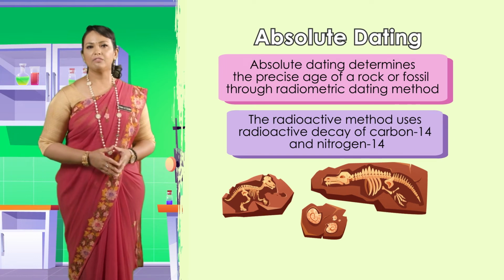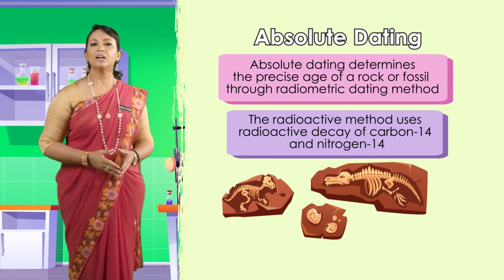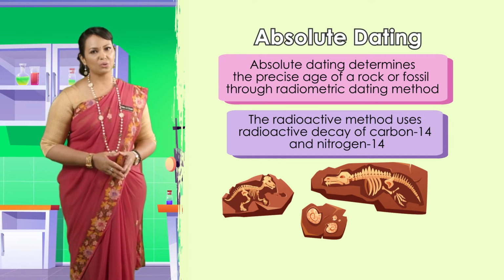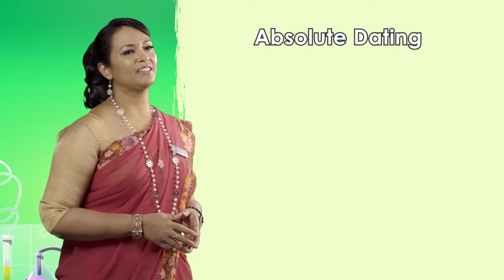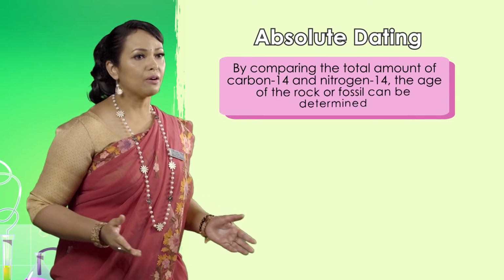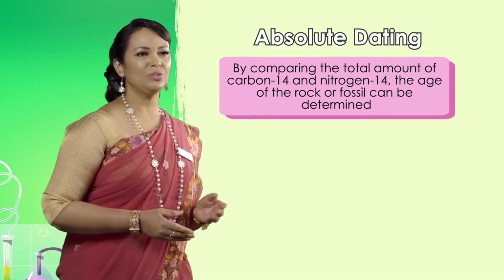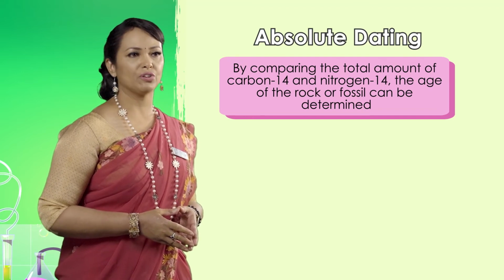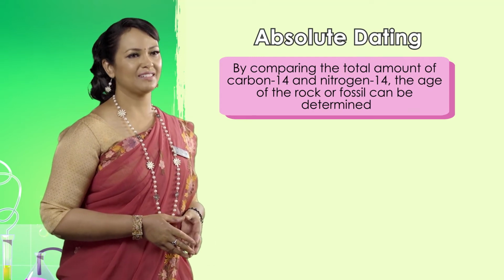The radioactive dating method uses radioactive decay of carbon-14 and nitrogen-14. Carbon-14 and nitrogen-14 undergo radioactive decay process at a constant rate. By comparing the total amount of carbon-14 and nitrogen-14 in a rock or fossil, the age of the rock or fossil can be determined. This is a simple method, isn't it?